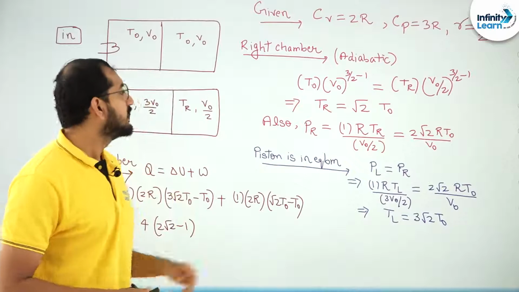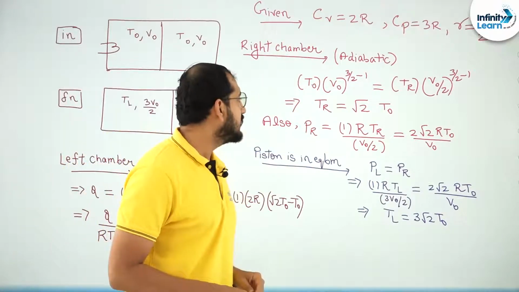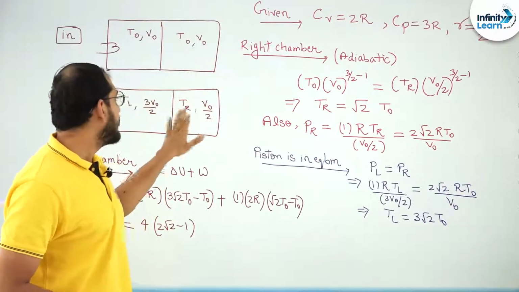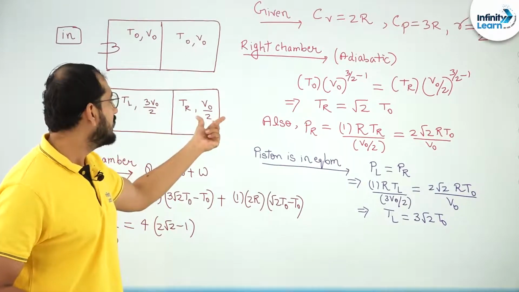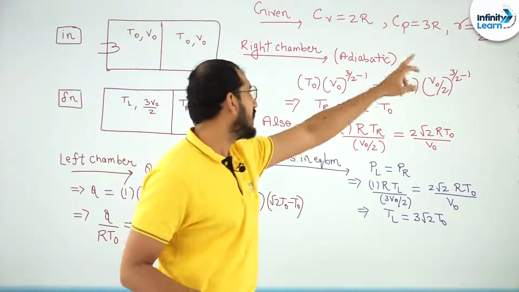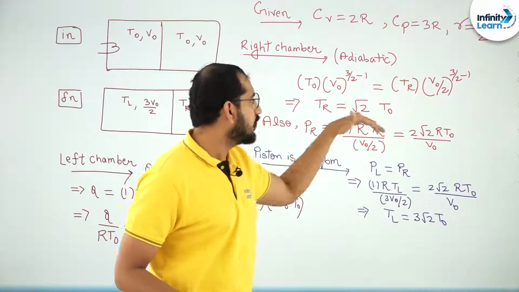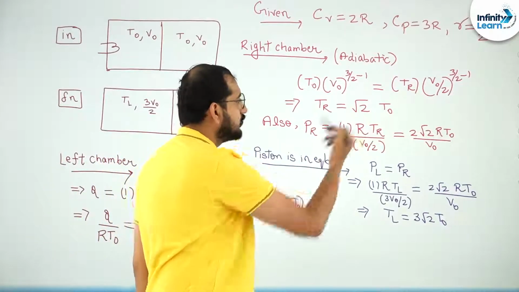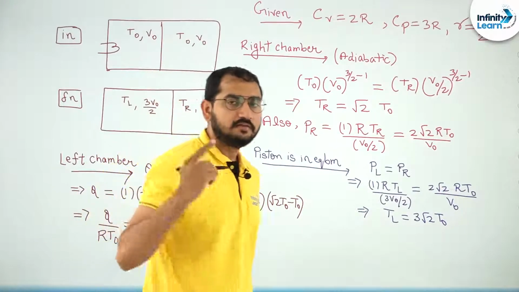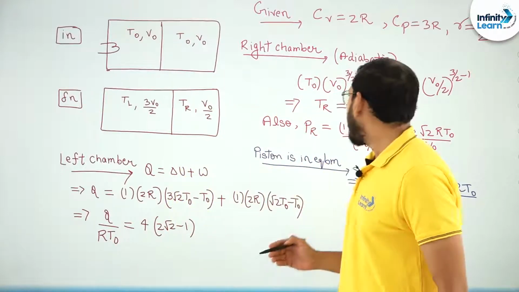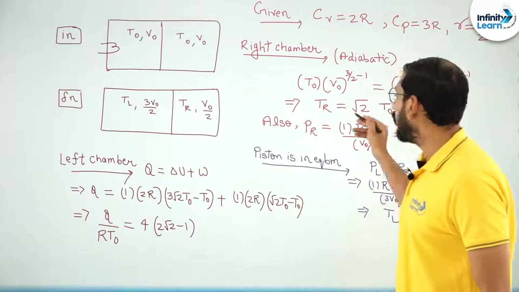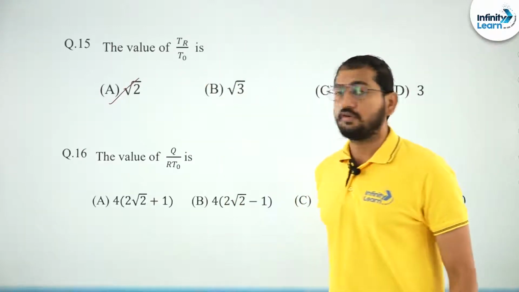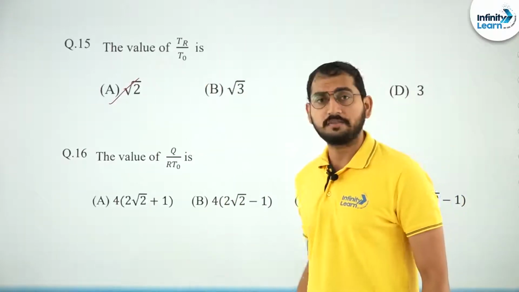So I have applied the adiabatic equation over here. Initially the temperature is T0 and the volume is V0. Finally the temperature is Tr and the volume is V0 by 2. The value of gamma is given to us, 3 by 2. After solving this, we can directly get the value of Tr. Tr will be equal to root 2 into T0. So in the first part of the question, when the question is asking me the ratio of Tr and T0, I can clearly say that Tr by T0 will be equal to root 2. So option A will be the correct one for question number 15.